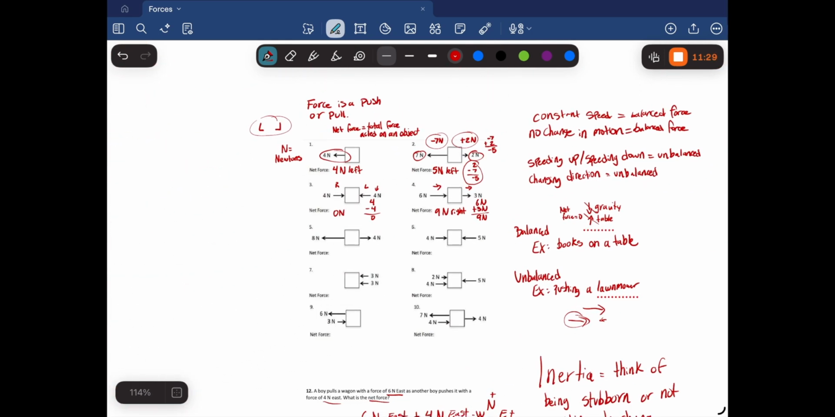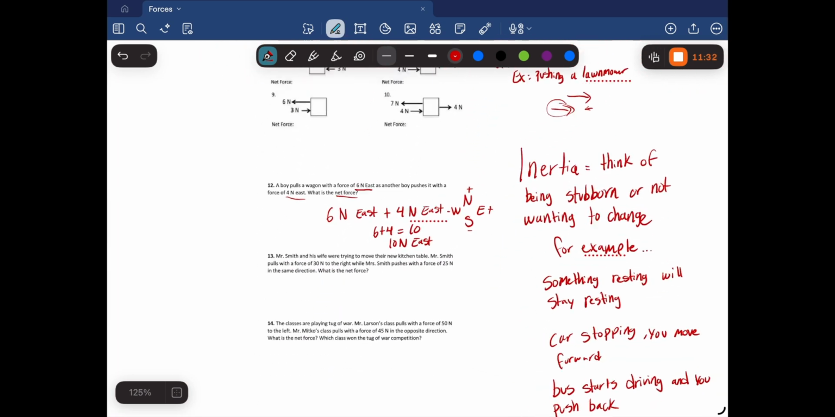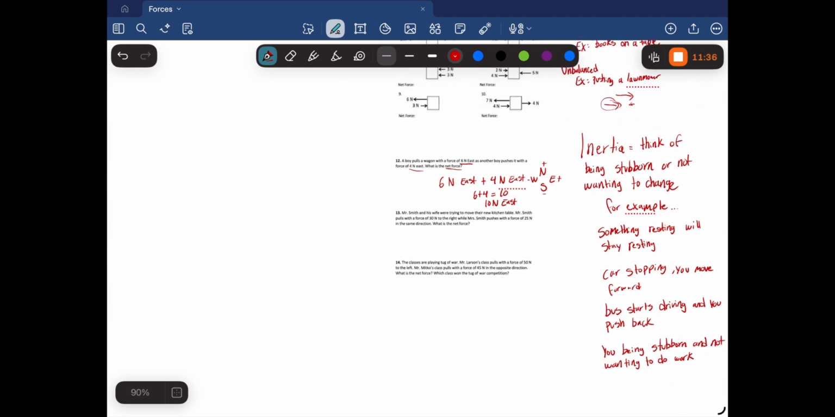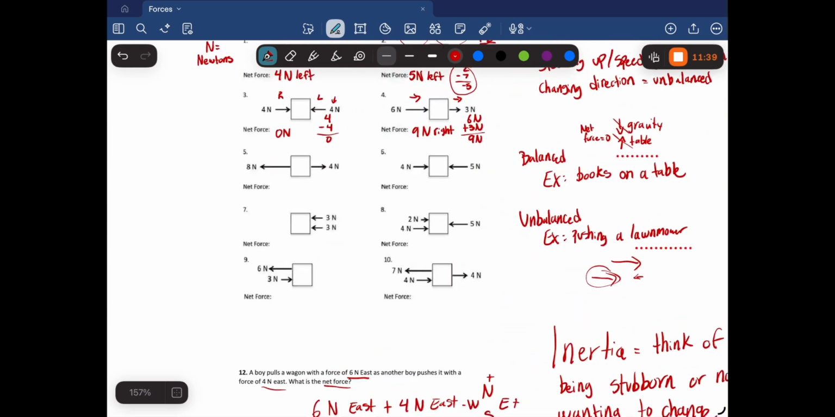But I hope this clears up a little bit of confusion. I will have some of these questions in today's Nearpod, so make sure that you're working to complete the rest.